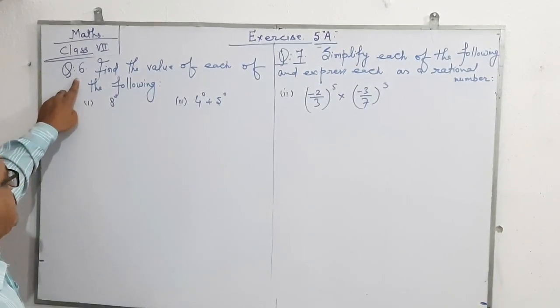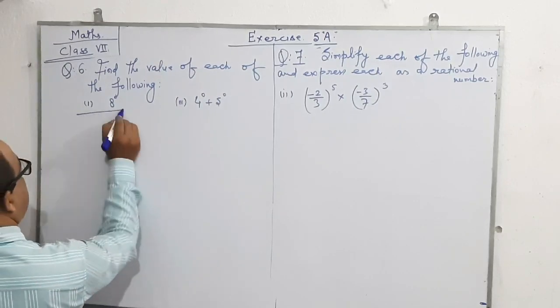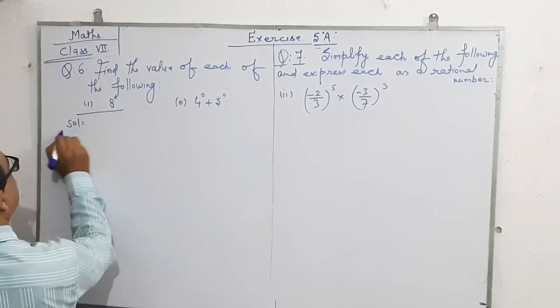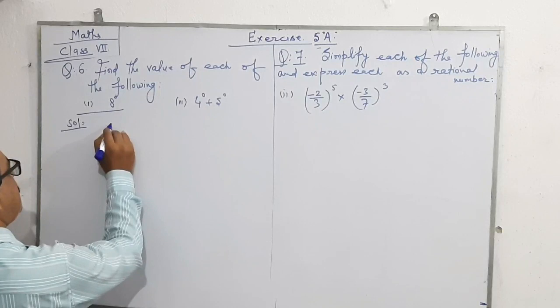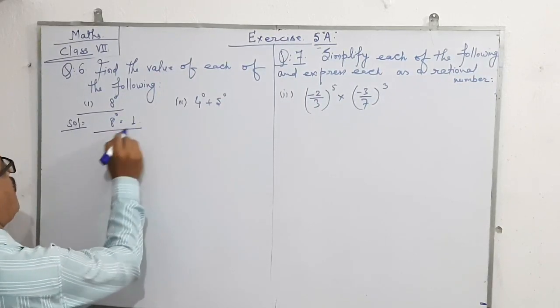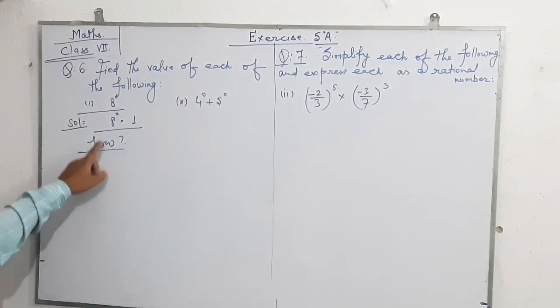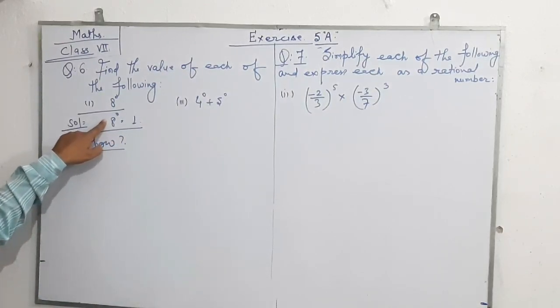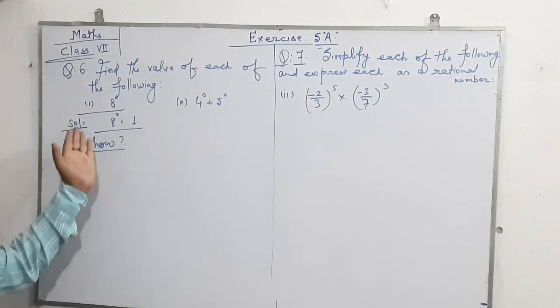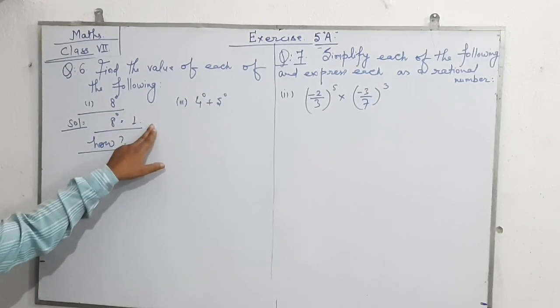In question number 6, find the value of each of the following. We have to find the value of 8 to the power 0. As we know, 8 to the power 0 is equal to 1. How? This is the question in our mind. Any integer with the exponent 0 has the value 1.